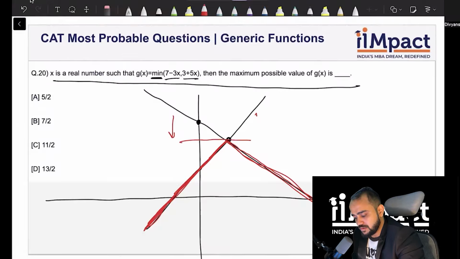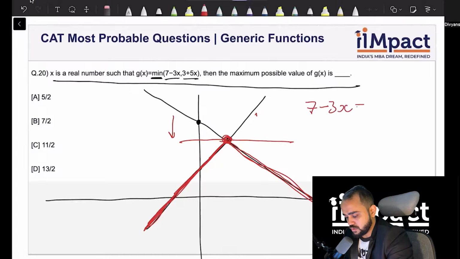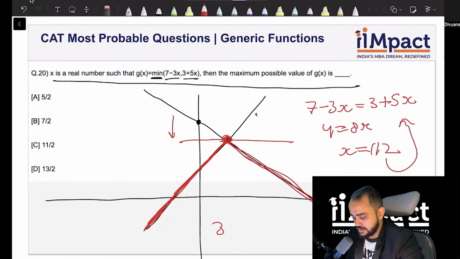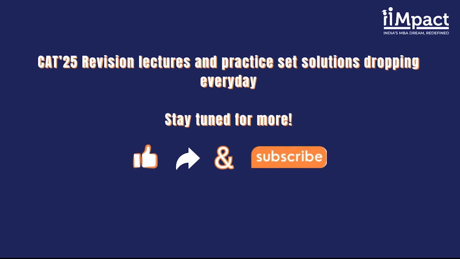The maximum possible value is actually at the intersection point of these. So 7 minus 3x is equal to 3 plus 5x. If I intersect this, I'll get 4 is equal to 8x, or x is equal to 1 by 2. If I put this back in either of these, I'll get 3 plus 5 by 2, which is 11 by 2 as my answer. So option number C.